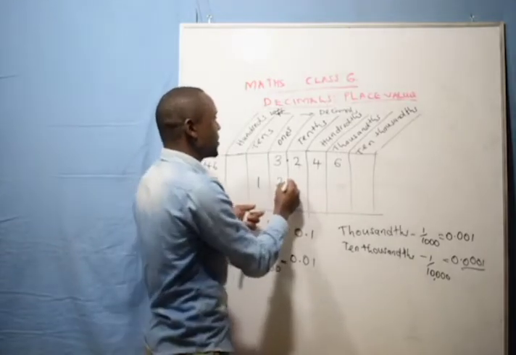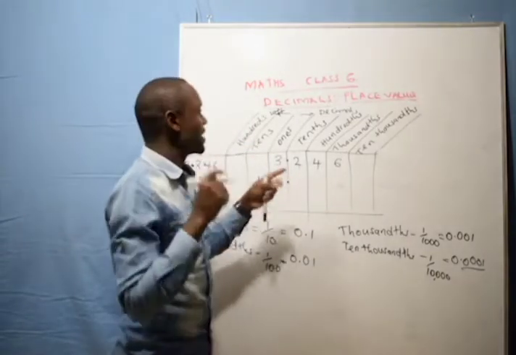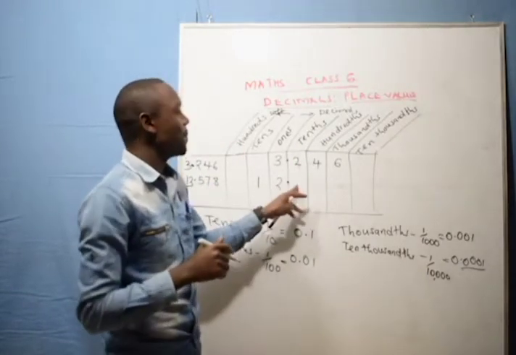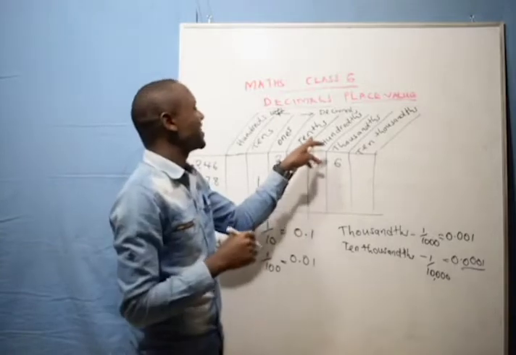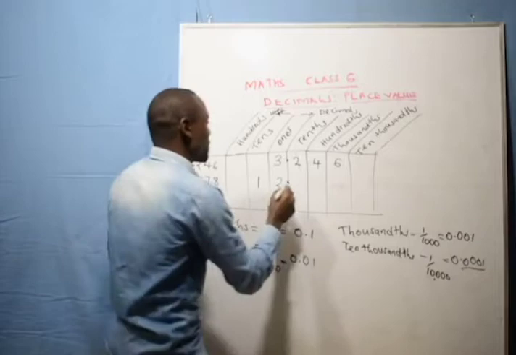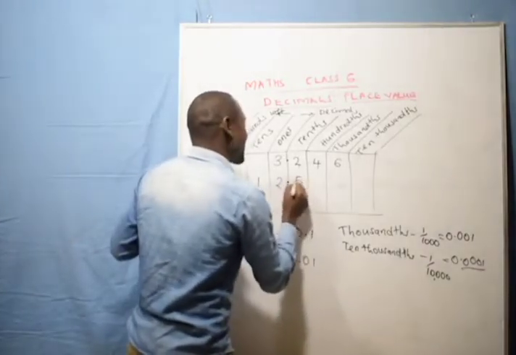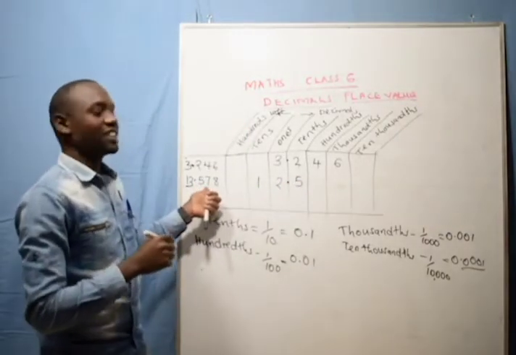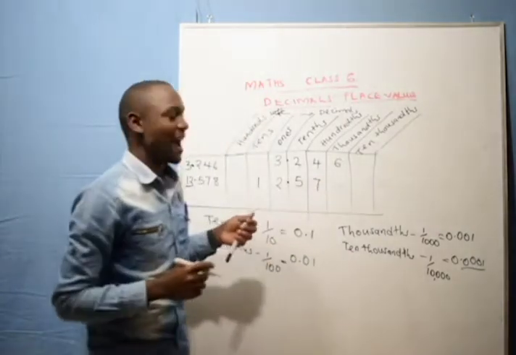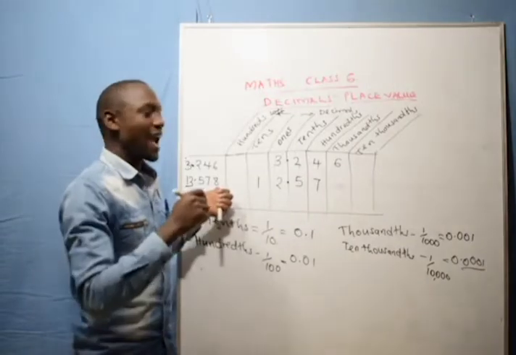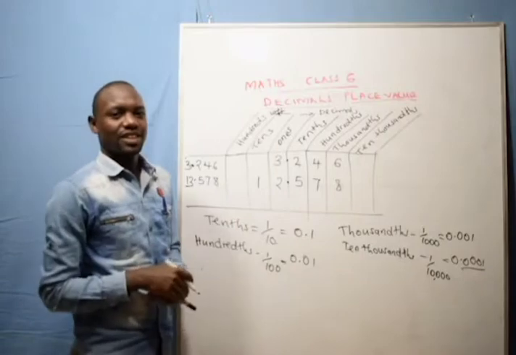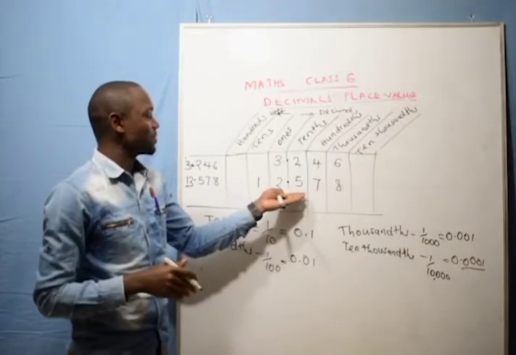Then from the decimal point to the right, we have the decimals, whereby the first digit is in the tenths place value. So the place value of digit 5 is tenths. The place value of digit 7 is hundredths. And the place value of digit 8 is thousandths. So that is how we give decimal places.